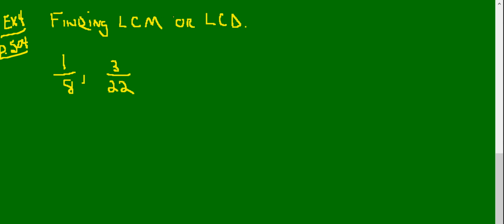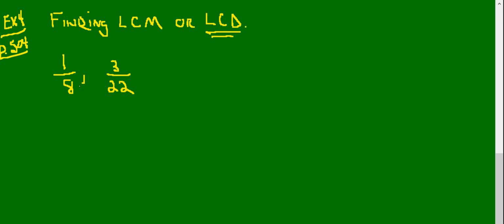Alright, what we want to do in this section now is concentrate on finding the least common multiple or least common denominator. Since we're working with rational expressions, it'll be the least common denominator. And what we want to do is figure out how we can get these denominators to be the same, as one method for finding the LCD.